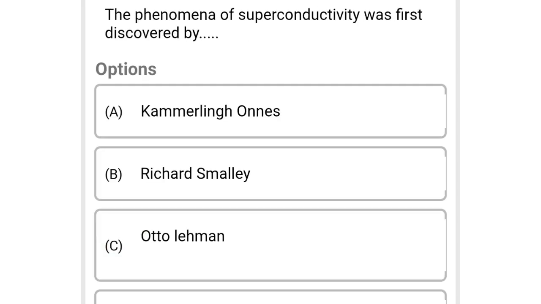Next question, the phenomena of superconductivity was first discovered by option A Kamerlingh Onnes, option B Richard Smalley, option C Otto Lehmann, option D Niels Bohr. The correct answer is option A Kamerlingh Onnes.